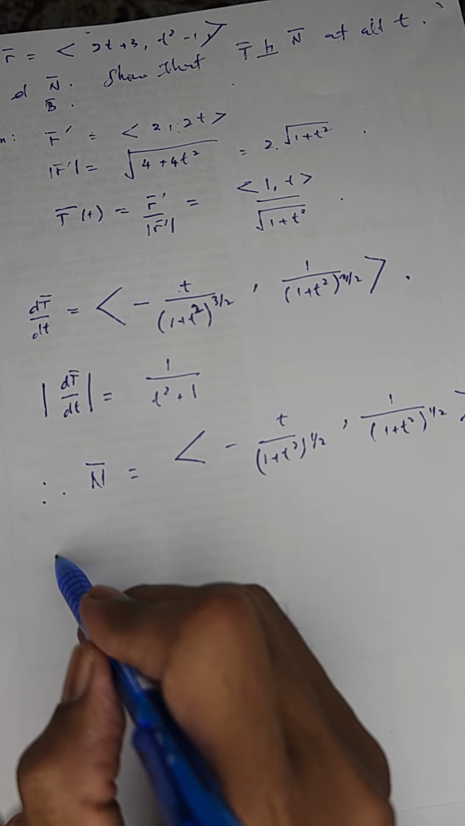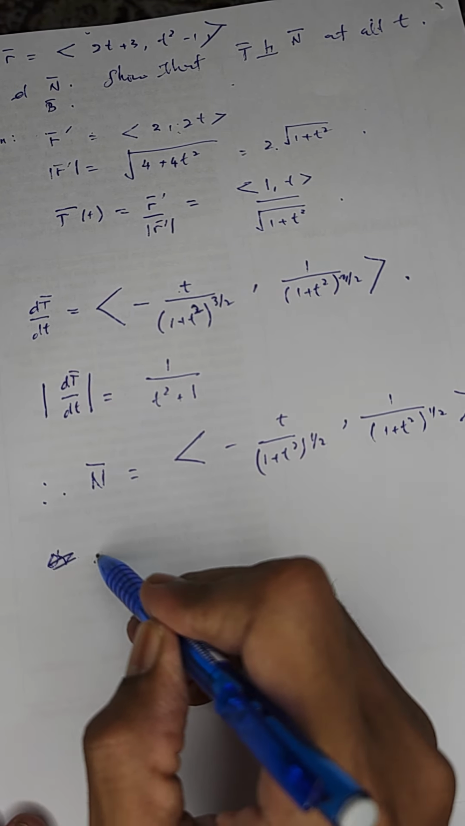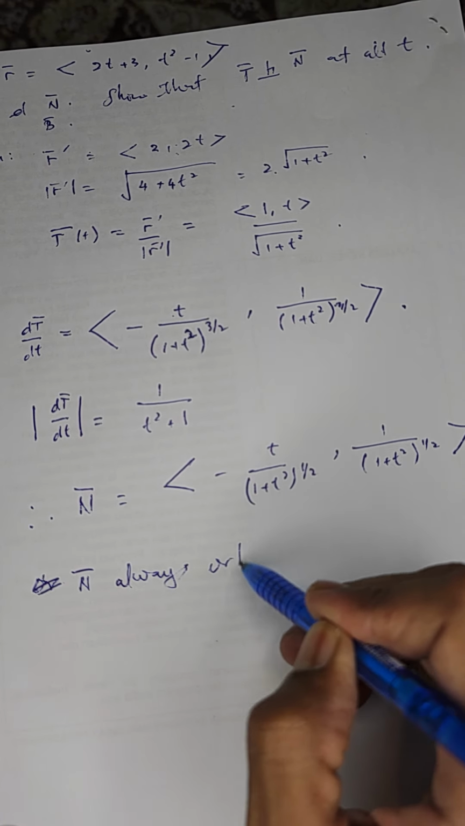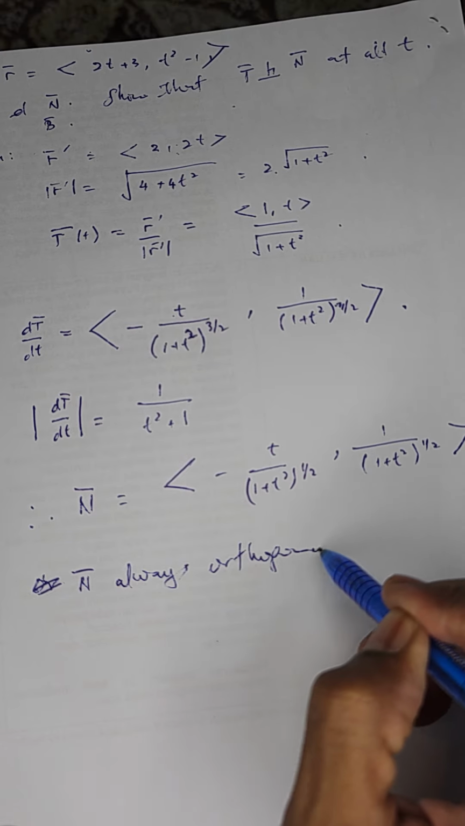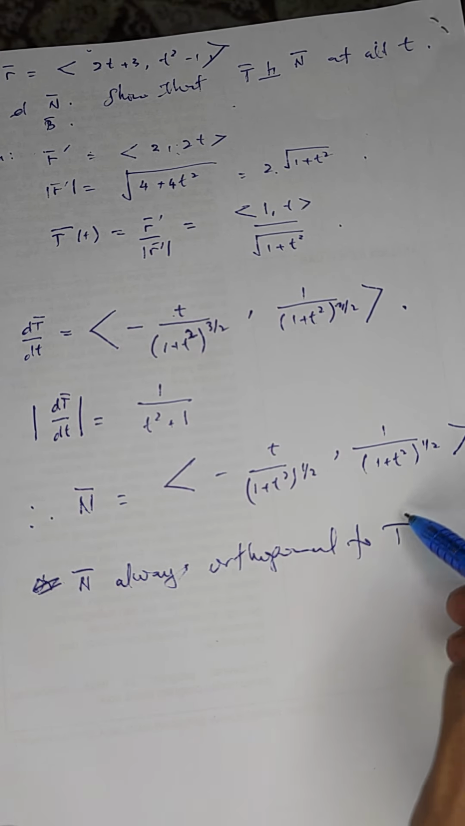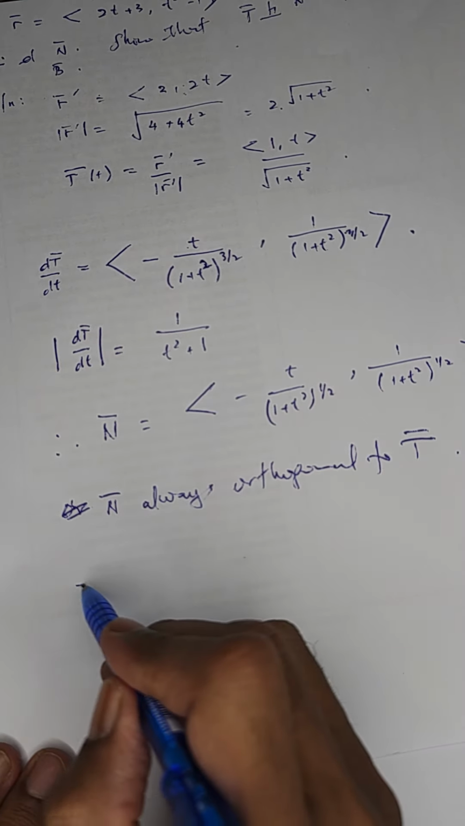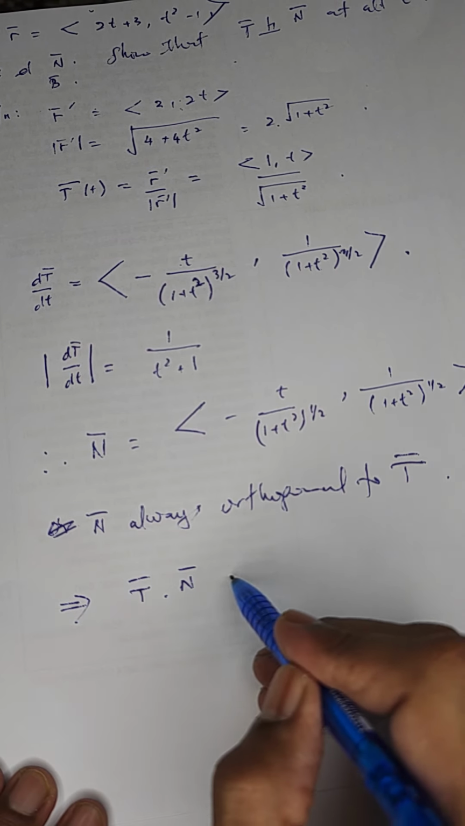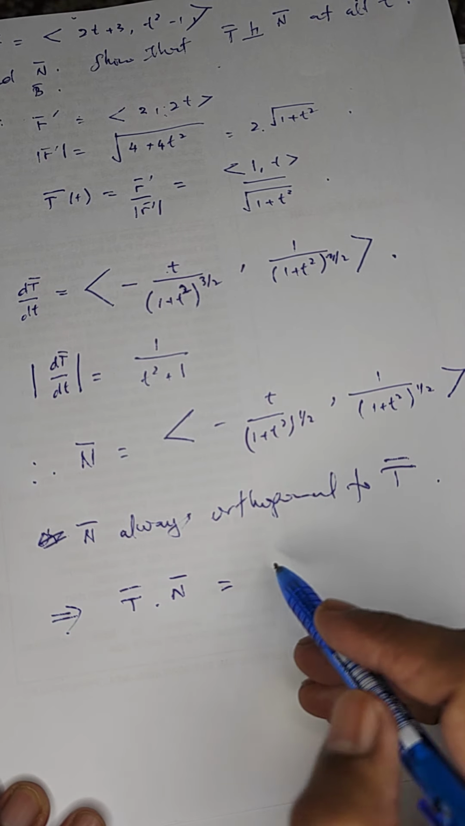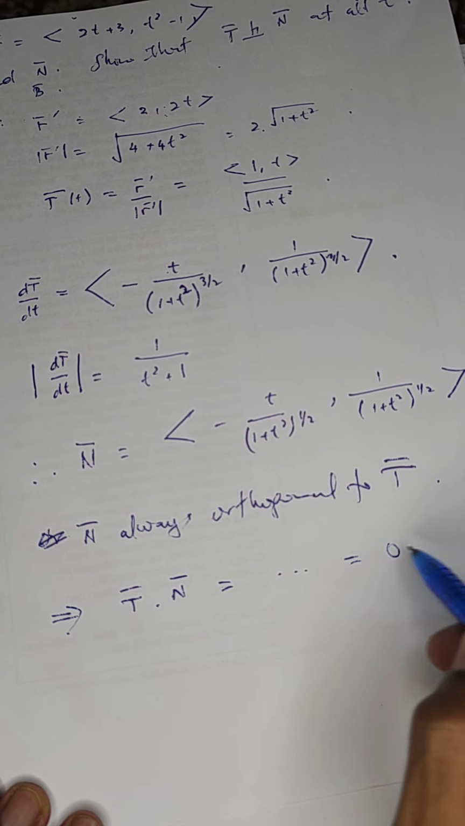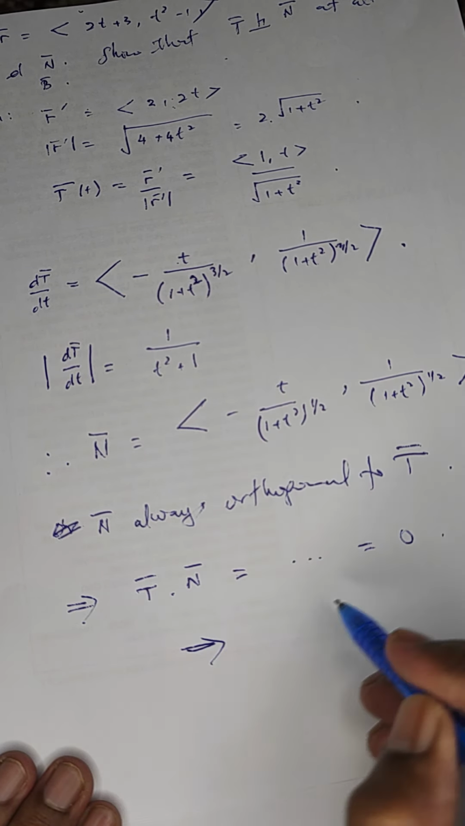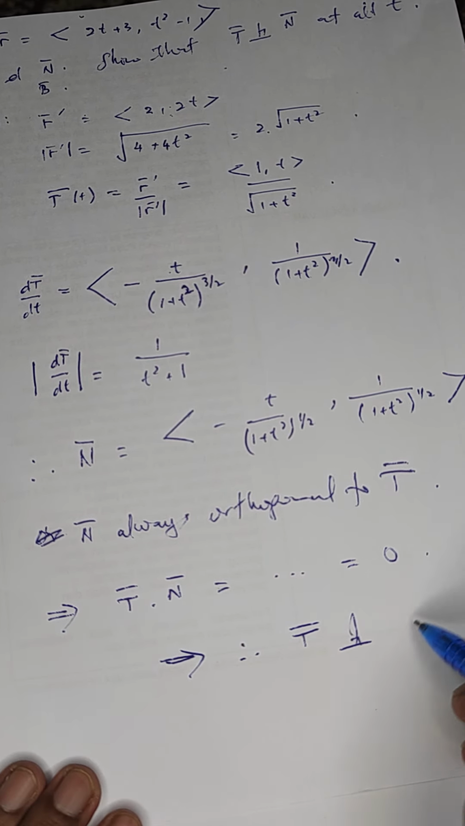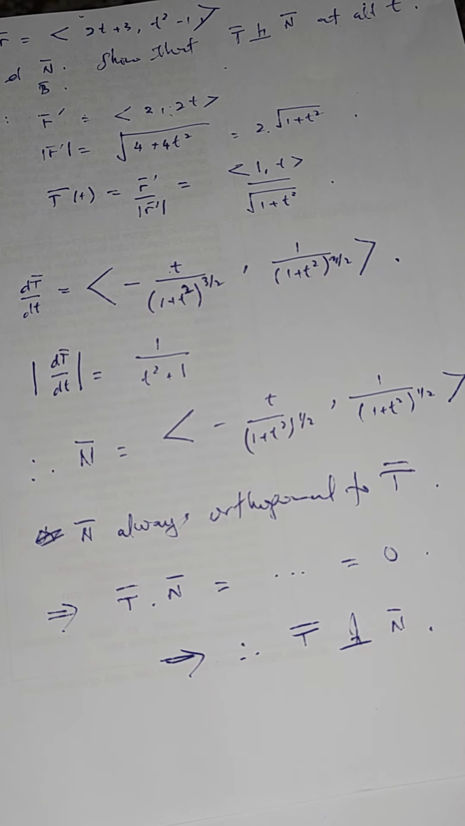And to show that N is always orthogonal to T, what we need to show is that T dot N equals 0. Perform this T dot N, you can proceed and that will give you 0. Then you can come to the conclusion that T is always perpendicular, orthogonal, to N.